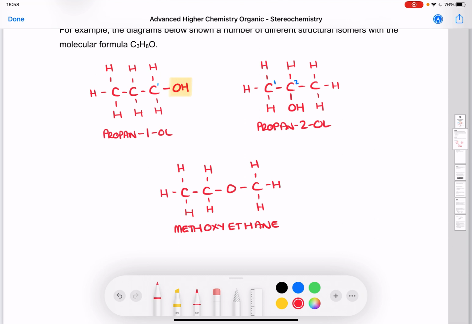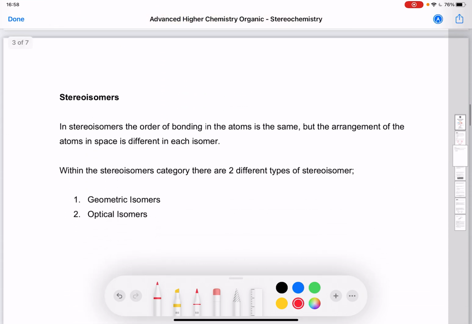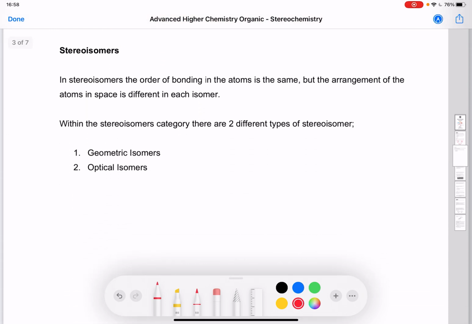Another example is that propan-1-ol and propan-2-ol could undergo oxidation reactions, whereas methoxyethane could not undergo an oxidation reaction. So that's just a couple of wee things to note. So let's now move on to stereoisomers.